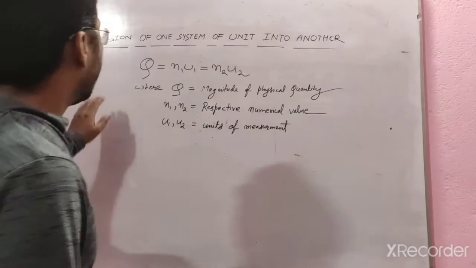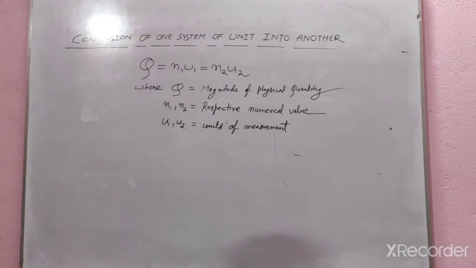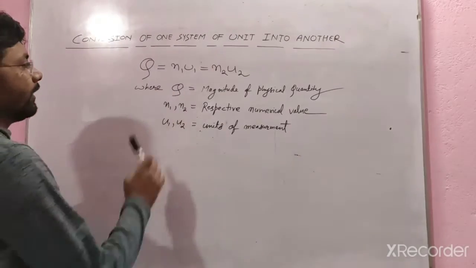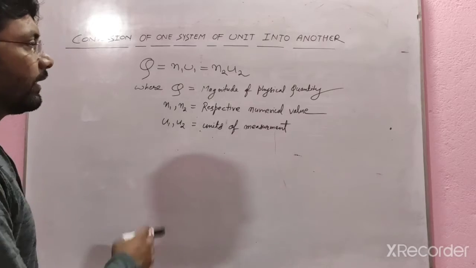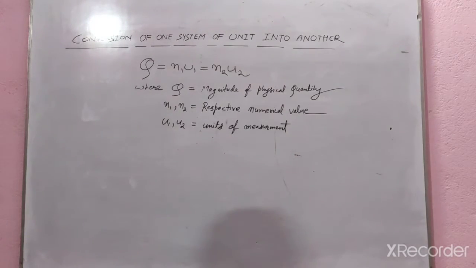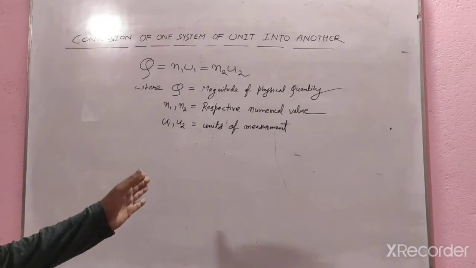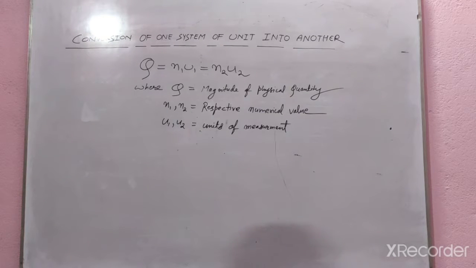Now students, let's start the conversion of one system of units into another. Q equals N1 U1 equals N2 U2, where capital Q is the magnitude of the physical quantity, N1 and N2 are the respective numerical values, and U1 and U2 are the units of measurement. We will use this formula to convert one system of units into another.